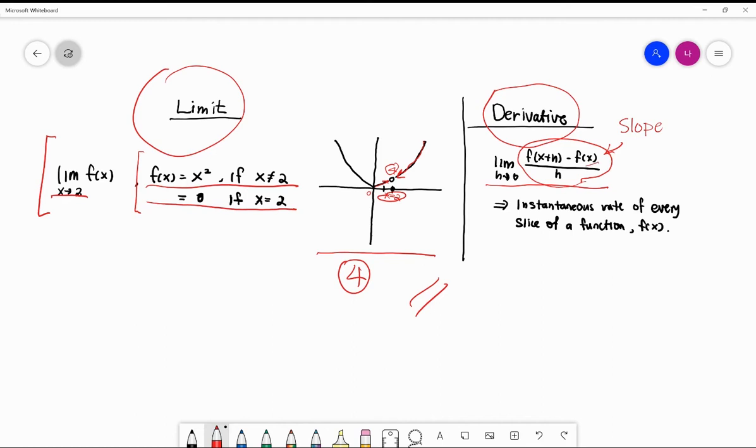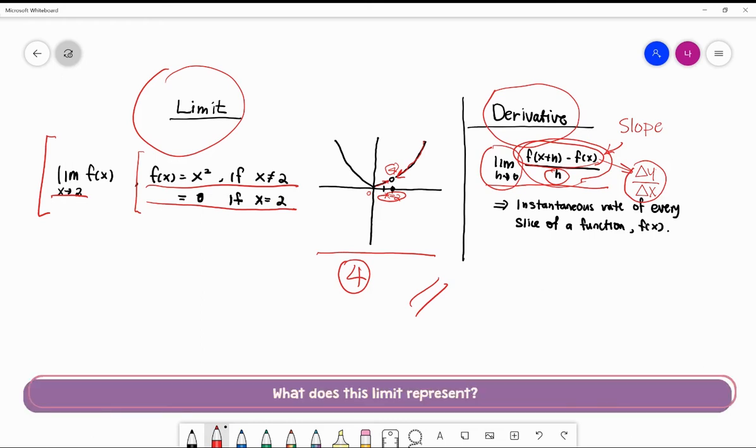is essentially slope, because this is the increase in y, delta y, and h is the increase in x, delta x. And this is essentially a slope. Okay, but there is a limit here, and h is approaching 0. So why do we need this limit in the first place?